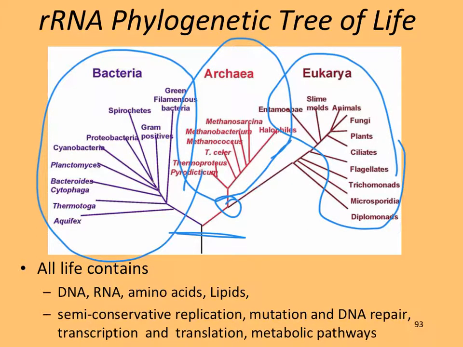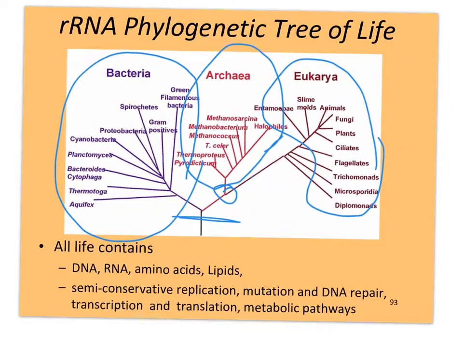And then all life contains semi-conservative replication, mutation, and DNA repair. And then also the transcription from DNA to RNA and translation from RNA into various proteins and amino acids. And then we share a lot of metabolic pathways. So this is how we know that all life right now shared a most recent common ancestor, perhaps 3.5 billion years ago. It's hard to know.